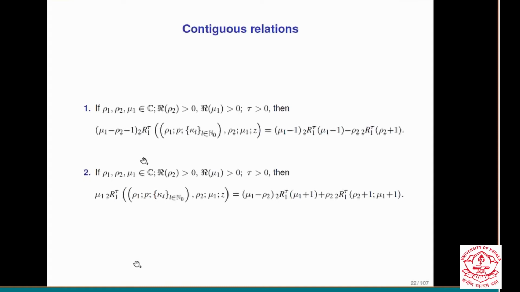So here we can give some contiguous relations of this hypergeometric function. The first one is this, and the second one is given like this. It means this is rho 2 plus 1, mu 1 plus 1. Okay, so this time also we have given the contiguous relation.